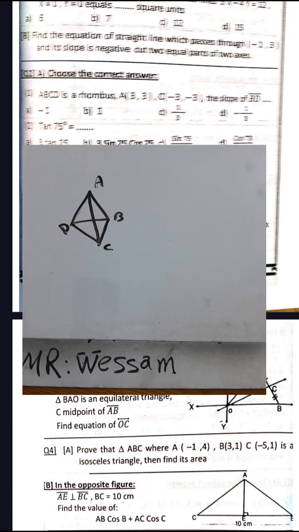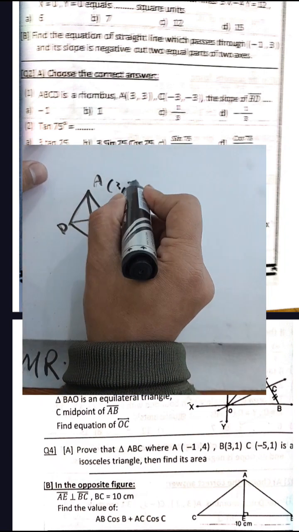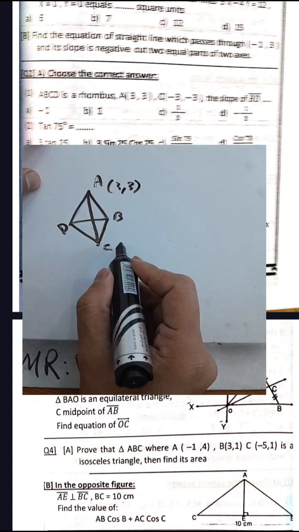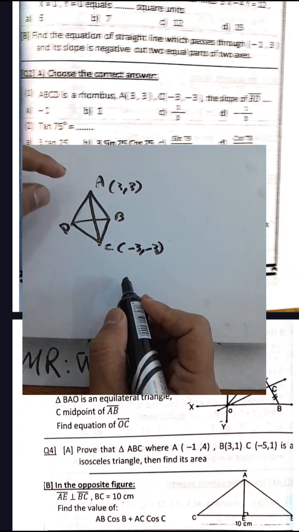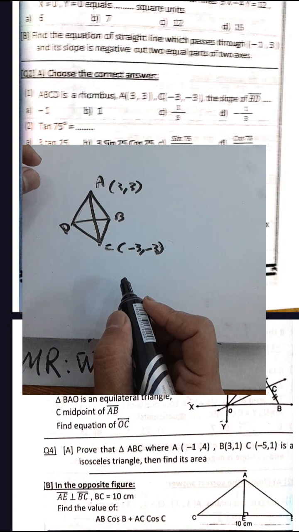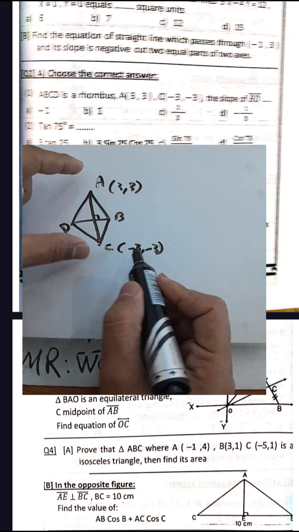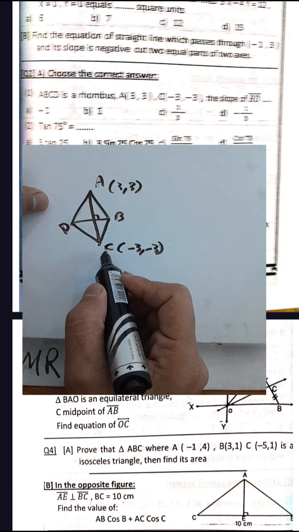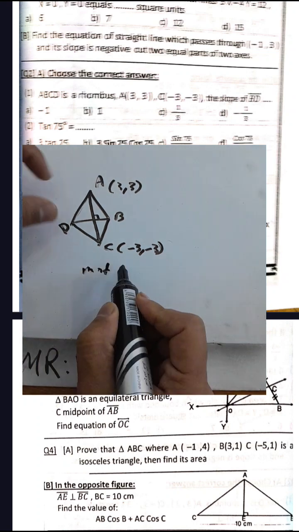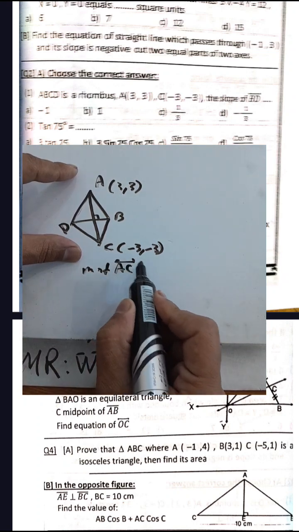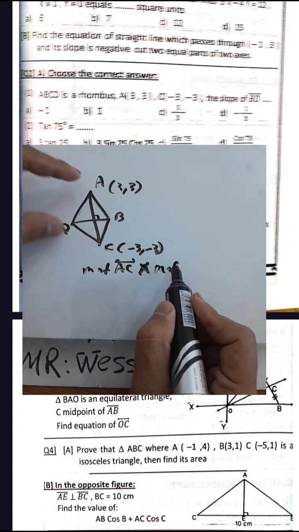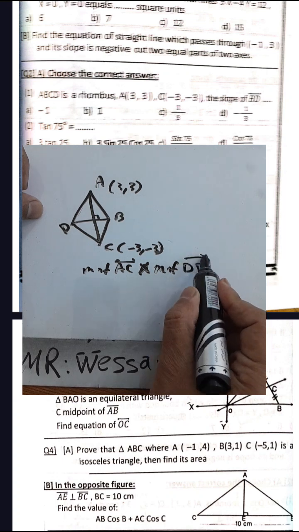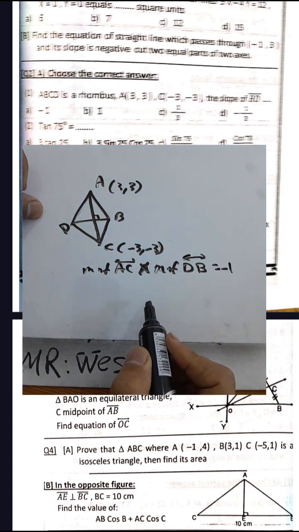Look at question number 1. ABCD is a rhombus. Point A has coordinates (3, 3), and point C has coordinates (-3, -3). We want to find the slope of BD. We know the two diagonals are perpendicular in a rhombus. So the slope of AC multiplied by the slope of DB will be equal to -1.